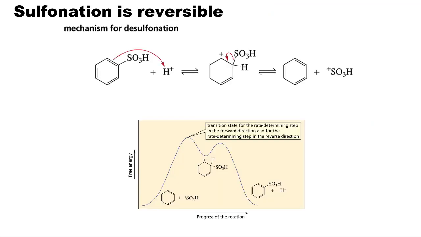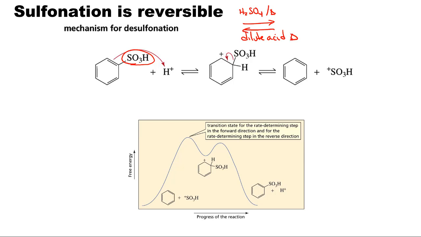The interesting thing about sulfonation is that the mechanism is reversible. So not only can you add this SO3H group to the ring, but you can also remove it from the ring. Basically, the way you do it is acid catalyzed. In the forward direction, it's fuming sulfuric acid, H2SO4, and then heat. In the reverse direction, it's dilute acid, and heat.